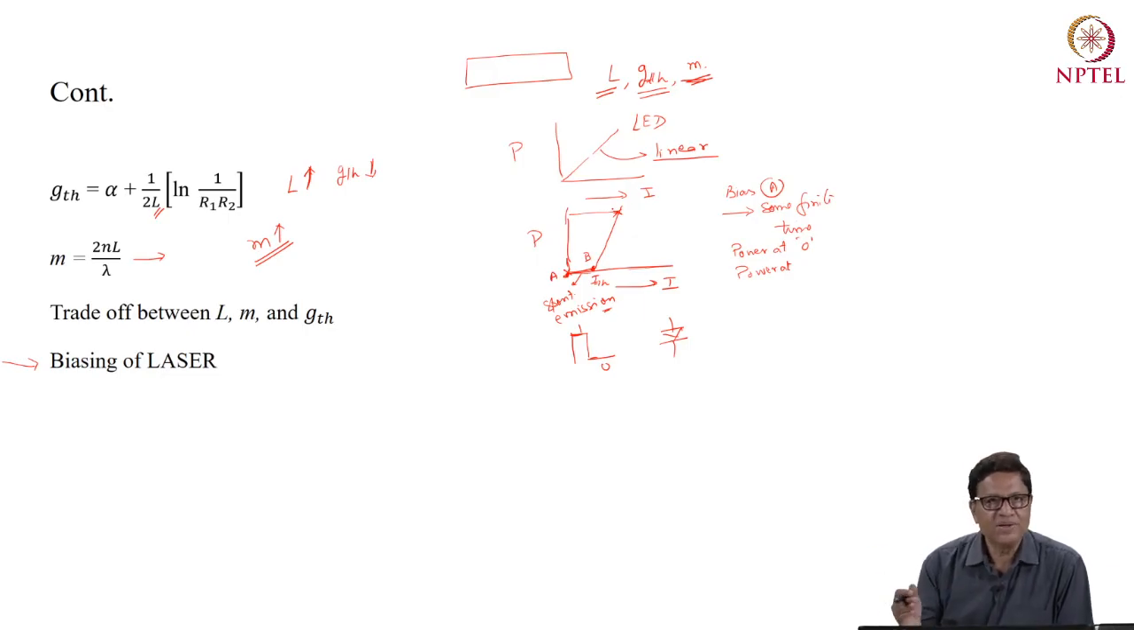So at the receiver, when you're decoding, it becomes a little easier because the difference between two power levels is quite high. So you are able to find out the difference between logical 0 and logical 1. But the issue is that going from 0 to 1 takes some finite time, which may affect the speed with which you are modulating your laser diode. Suppose I bias at point B.